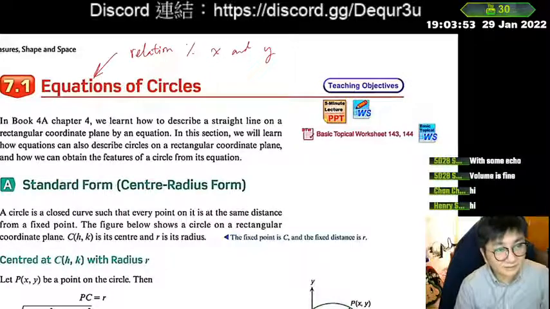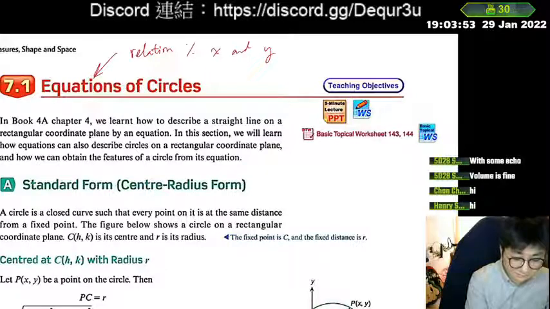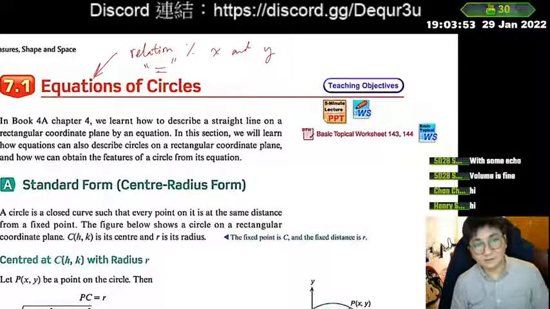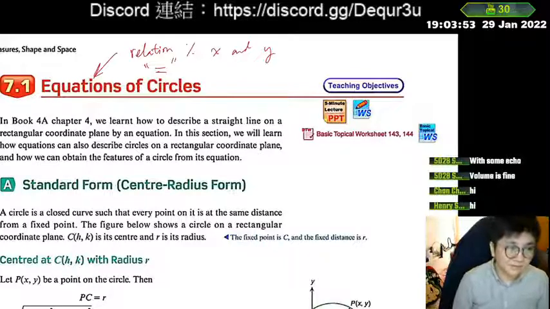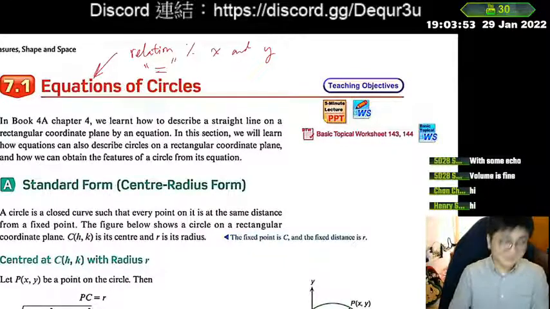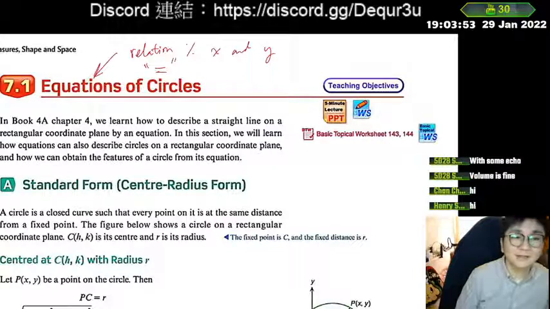And therefore, we try to write a relation. Usually, this relation will be in the form of an equation with an equal sign. So we try to write an equal relation between x and y. That is the equation.